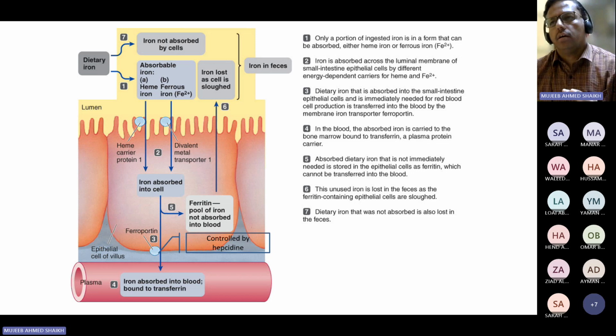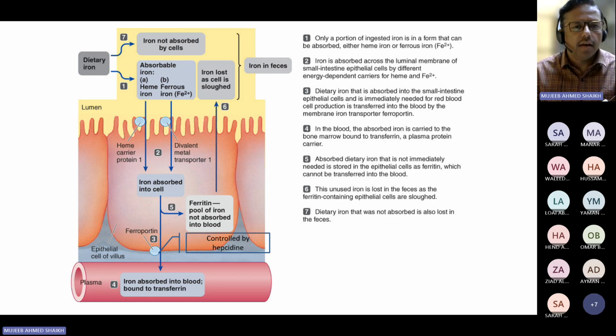If it is not required, suppose no one asks for the iron, then within 3 days, along with the epithelial cells, it will be shed off and lost from the body. Suppose iron is required, then it will be moved out of the epithelial cells into the interstitium and then into the blood through a channel called ferroportin. Ferroportin is nothing but a transporter protein, a channel protein, you can say.